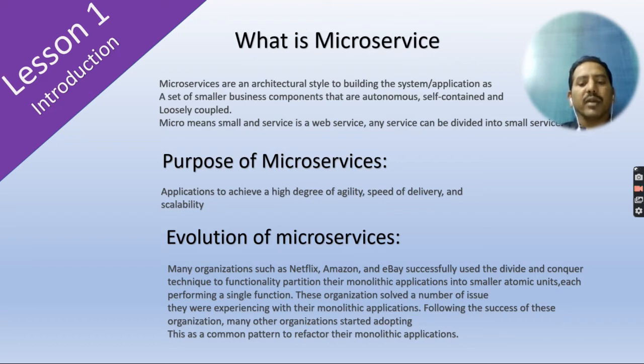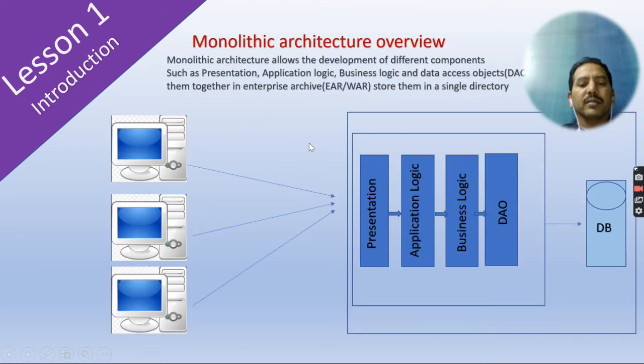So let us see about other things. First of all, we need to understand the monolithic architecture, before understanding the microservices. So what is monolithic architecture? As I said earlier, in monolithic architecture all the components are interlinked with each other, and they are dependent on each other. So if one component is down, the entire application will be down. So here you can see that.